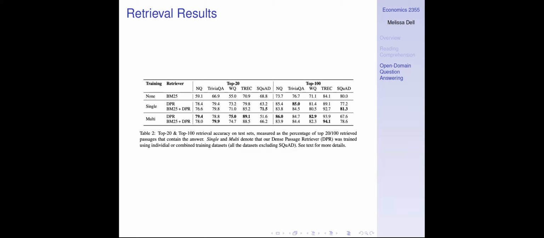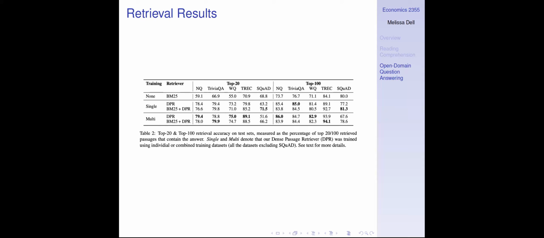And you see that this does really well. So higher scores are better. And multi just means that it's trained on multiple question answering data sets. So not surprisingly, that's helping, from what we saw before. And it's using that BM25 negative example to train. And then you just see it compared to the baseline BM25, and it's doing quite a bit better. Top 20 is whether the answer is contained in the top 20 passages that it retrieves, the top 20 closest ones, and top 100 is whether it's contained in the top 100.